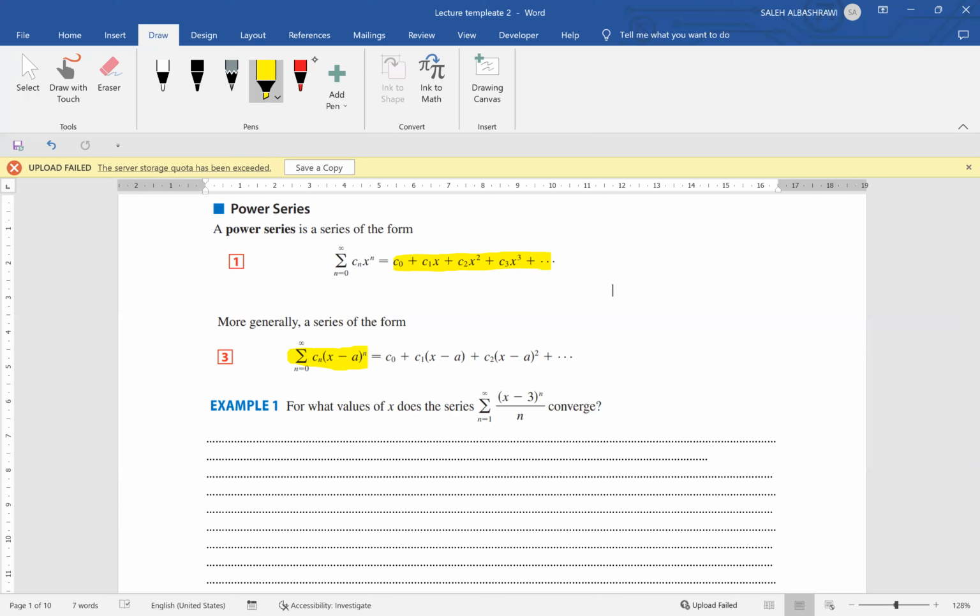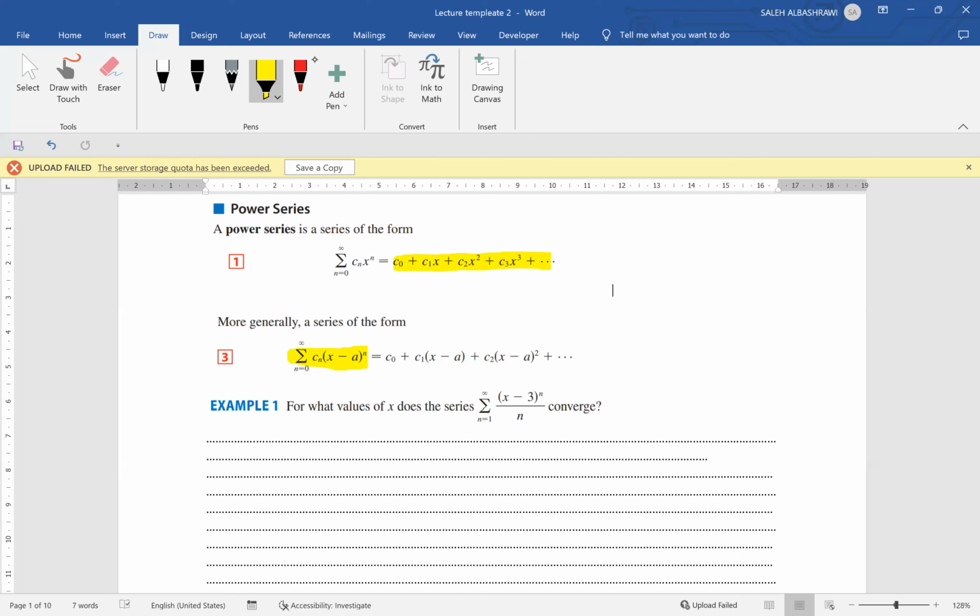The sigma of Cn multiplied by x minus a to power n is equal to C sub 0 plus C1 times x minus a to power 1 plus C2 times x minus a to power 2, like this. And we call this the power series centered at a, where a is a real number. So this is the definition of the power series, a series of this form, sigma Cn times x minus a to power n, where a can be a real number.